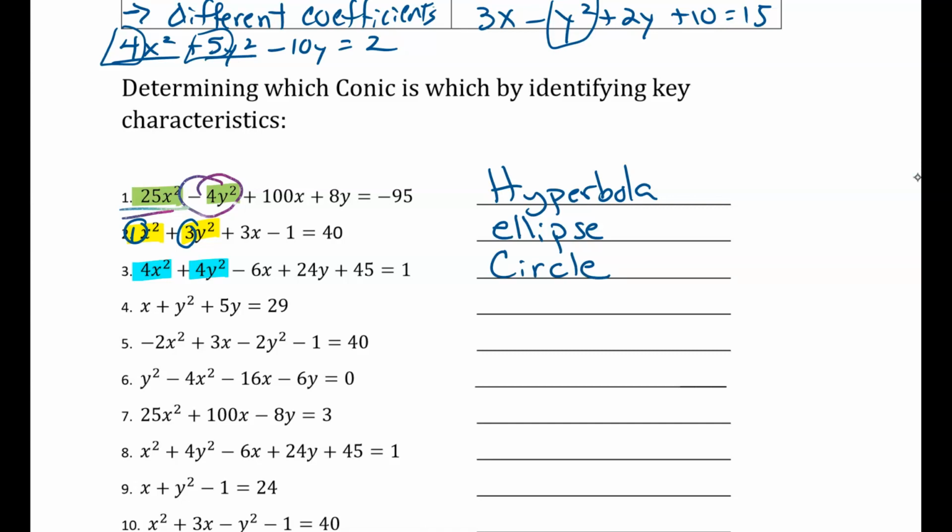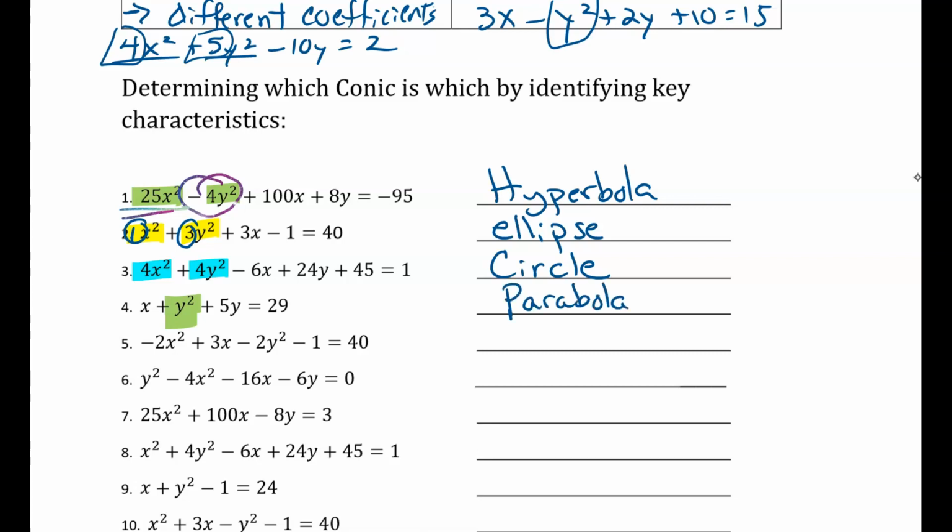Now let's look at the next one. Okay, this is x plus y squared plus 5y equals 29. Notice there is only one squared term. If there's only one squared term, what do we automatically know? Well, we automatically know it's going to be a parabola.